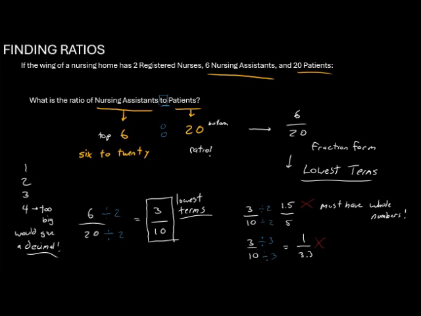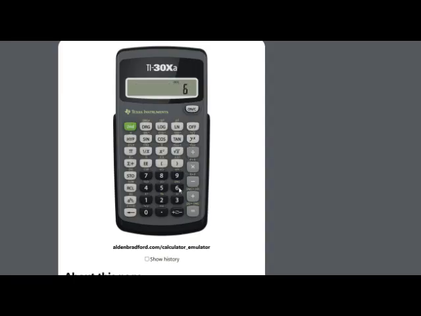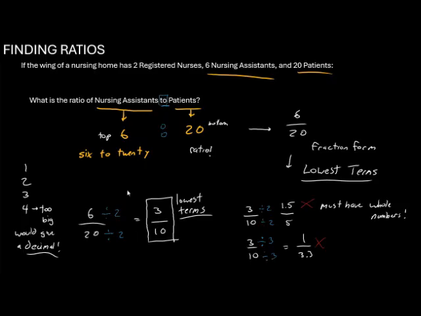Now let's verify this in the calculator by entering our 6 over 20 and see what the calculator gives us. We'll press 6, and then the fraction key, ABC, and then press 20. When we hit the equal sign, that does give us 3 over 10. Therefore, the calculator has matched with what we came up with on our own. We can say our lowest terms ratio is 3 assistants to 10 patients.